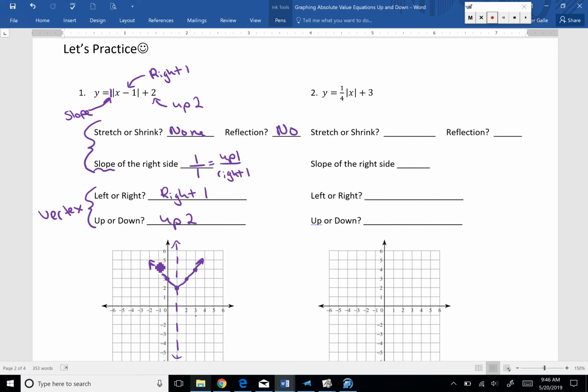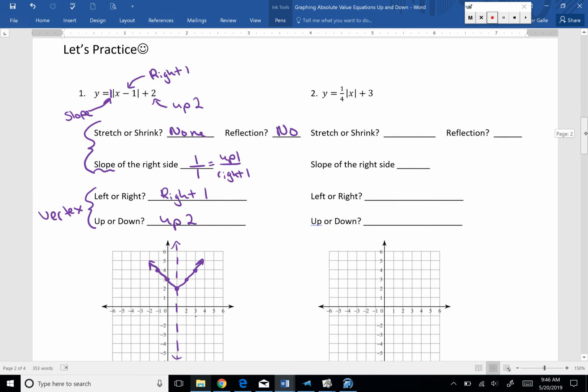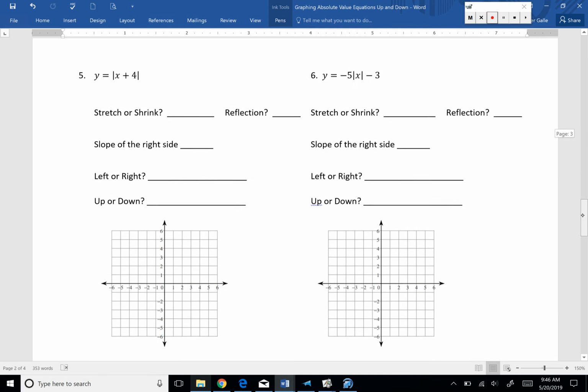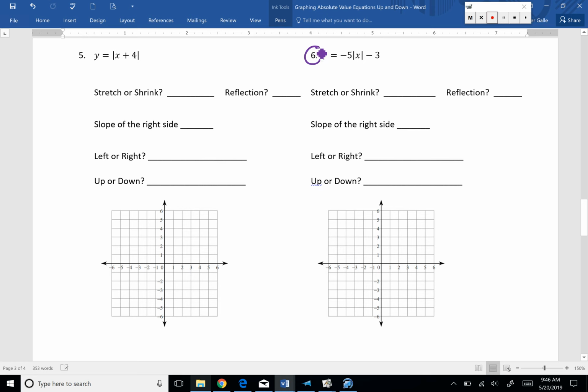So again, your quiz next class, each question will look just like this. I essentially took this sheet and put different questions on it. Same format, same expectation. The only thing I do want to note before you continue with your practice is question number 6. Question number 6, you will have to go off your graph a little bit.